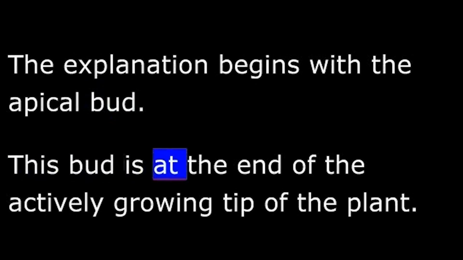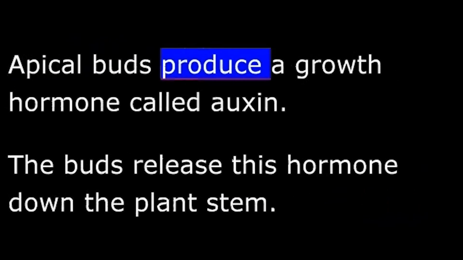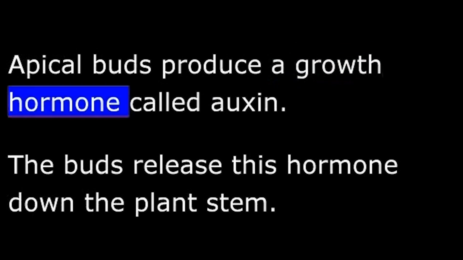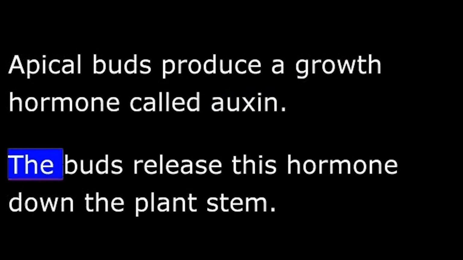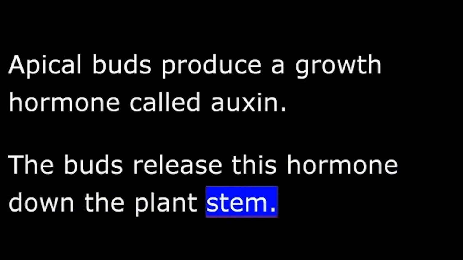This bud is at the end of the actively growing tip of the plant. Apical buds produce a growth hormone called auxin. The buds release this hormone down the plant stem.